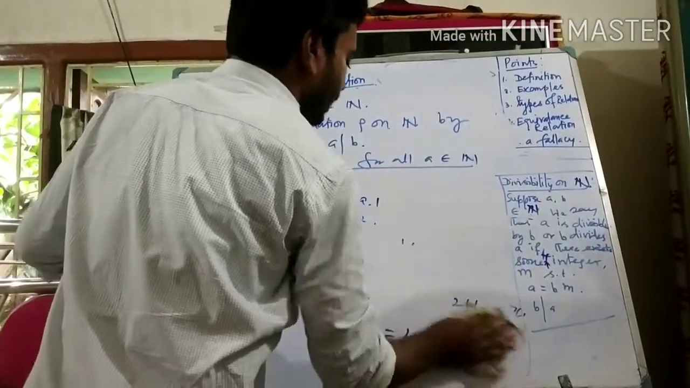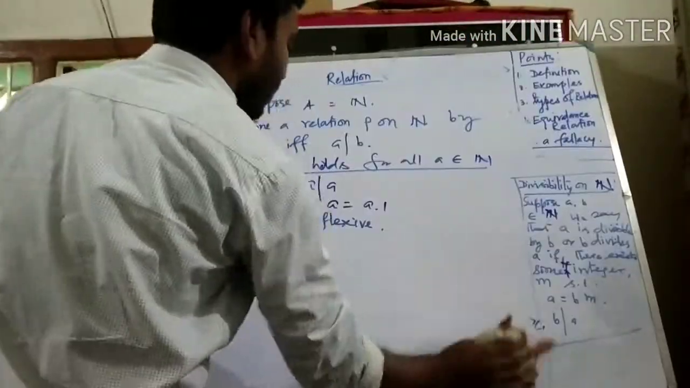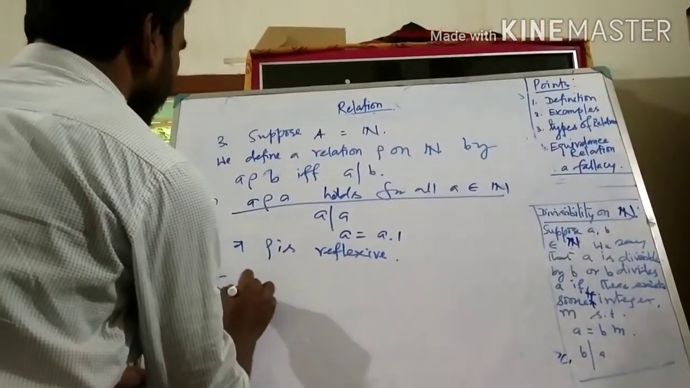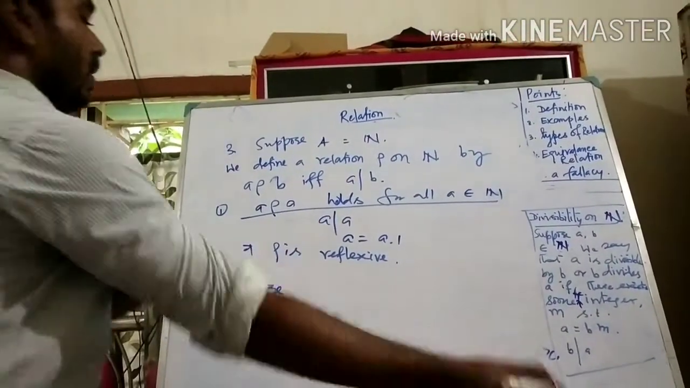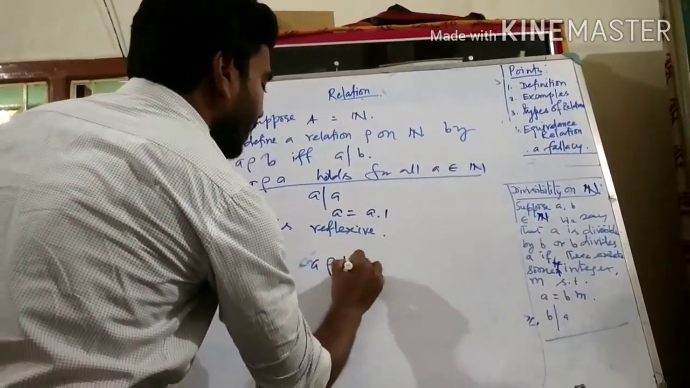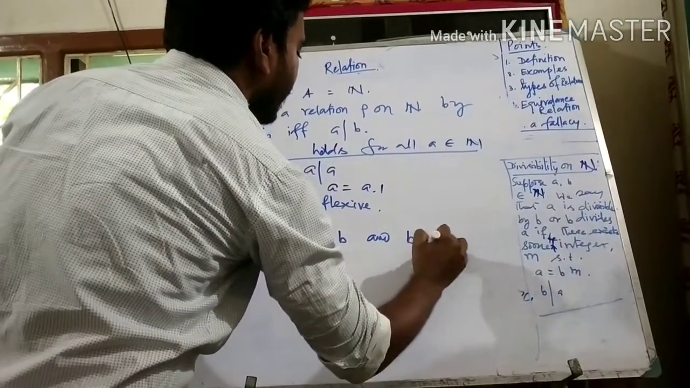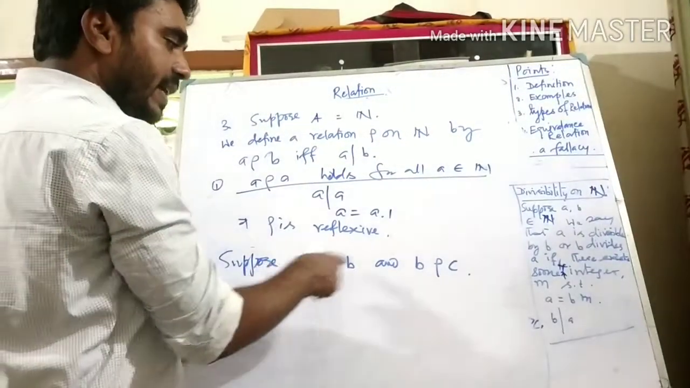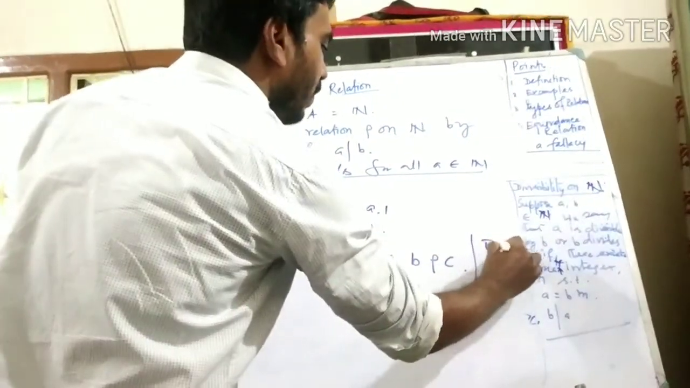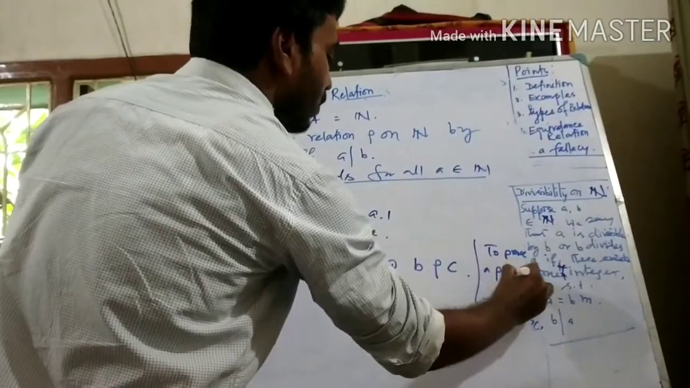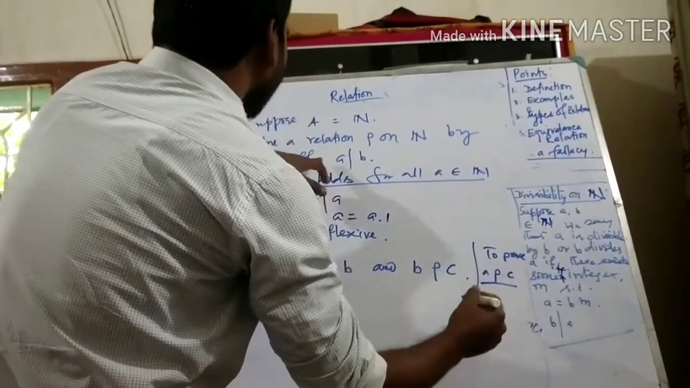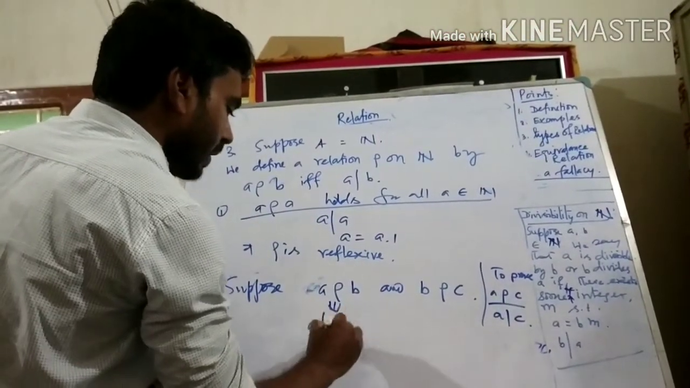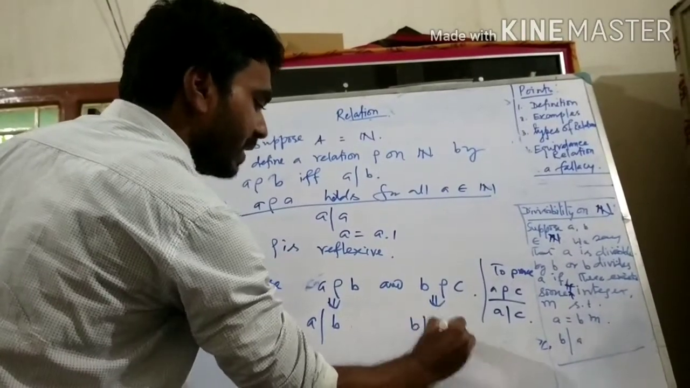Okay. Next, transitive. Suppose A is related to B and B is related to C. If it is transitive, then we have to show that A is related to C. That means from this definition, A divides C. We have to show that. From this, we can get A divides B. From this, we can get B divides C.